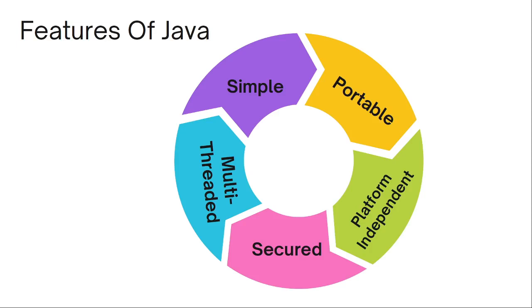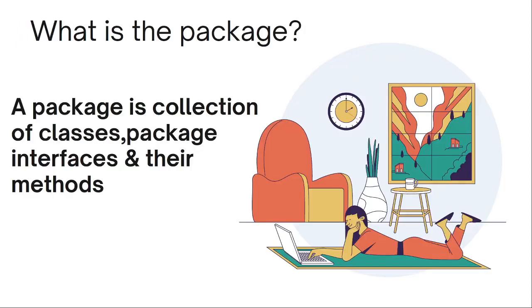Next let's discuss the features. These are some of the features which I think are important. One is simple, next is portable, platform independent, secure, and multi-threaded. We'll also discuss why C is not multi-threaded and Java is multi-threaded, why it is more secure, and the difference between portable and platform independent.